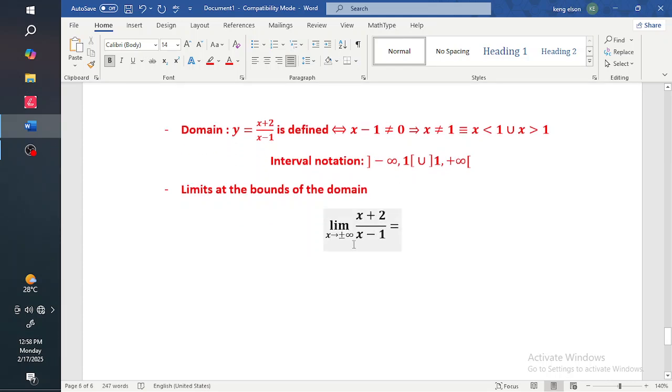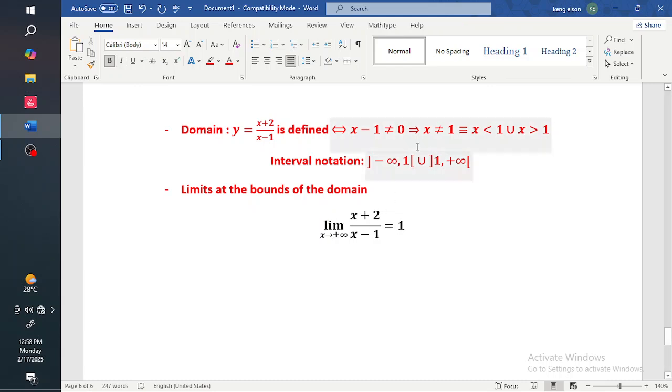So the limits are the boundaries of the domain. By the explanation, you see that the coefficient of x here is 1 and the coefficient of x in the denominator is also 1. So at the end of the day, the limit is going to give us 1 at plus or minus infinity.